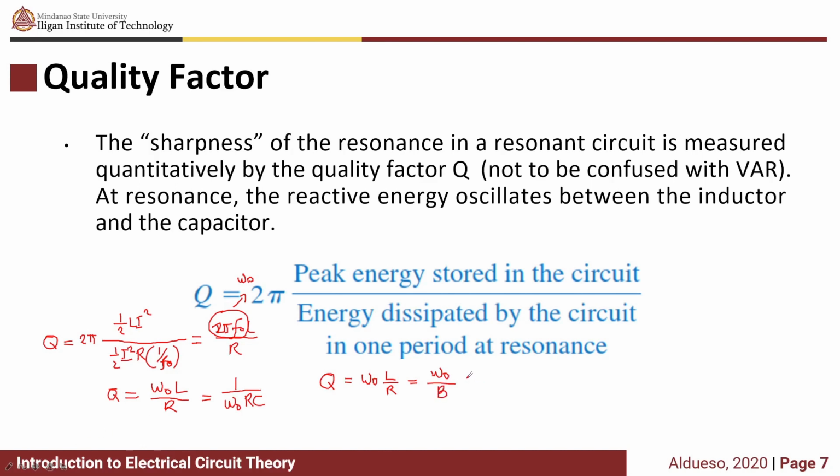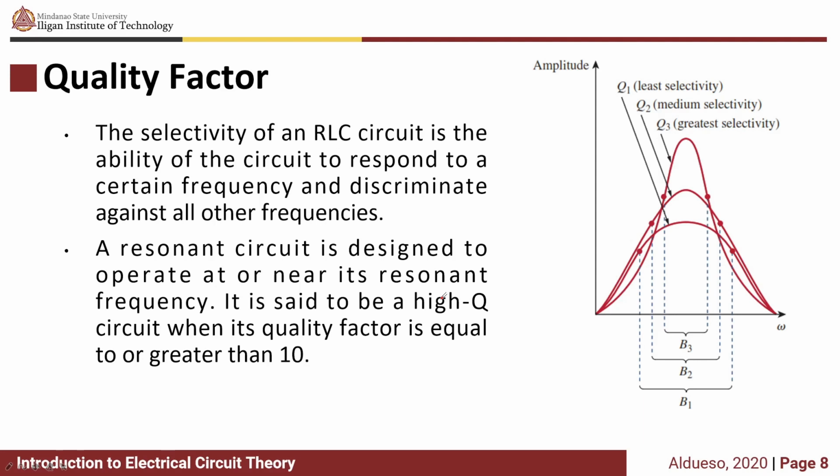Meaning our Q is the ratio of its resonance frequency and bandwidth. The quality factor determines the selectivity of the RLC circuit. The selectivity of an RLC circuit is the ability of the circuit to respond to a certain frequency and discriminate against all other frequencies.